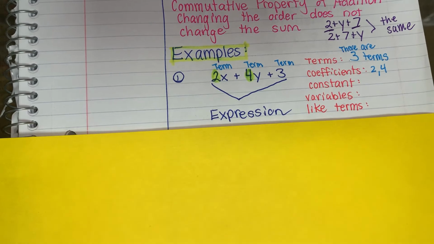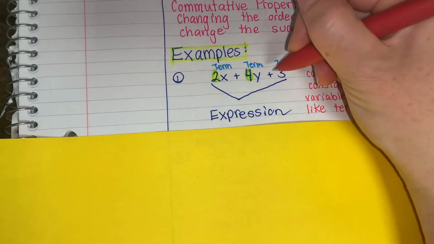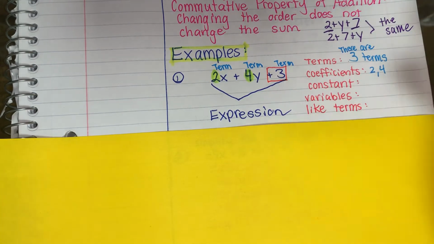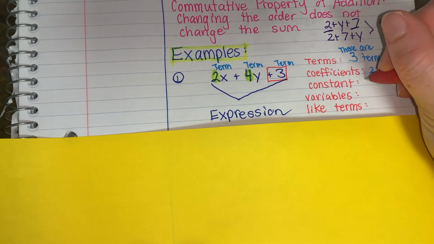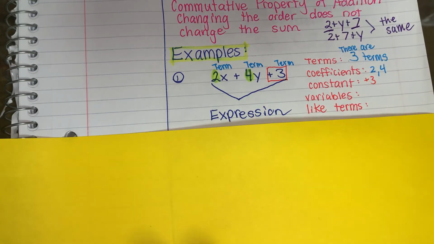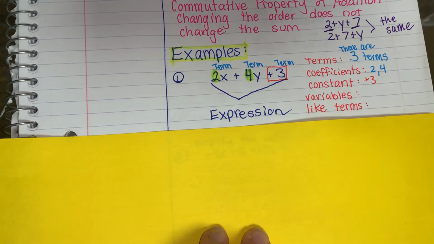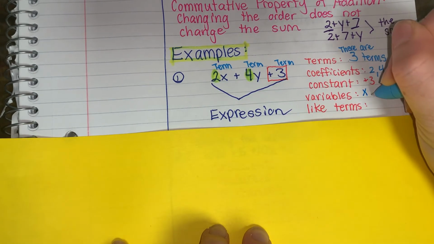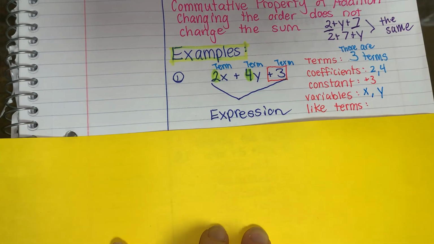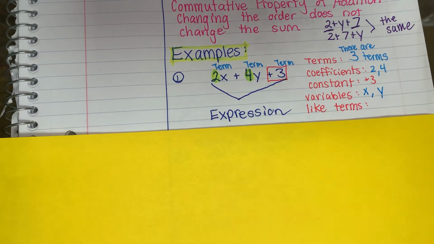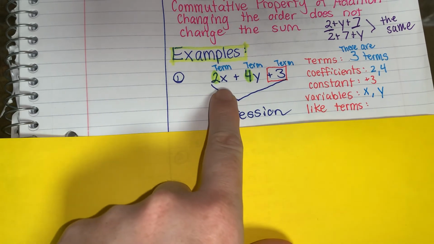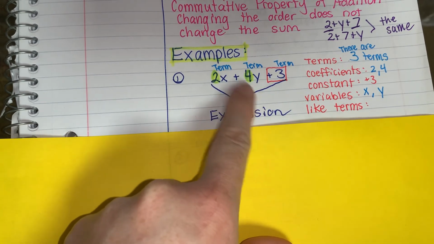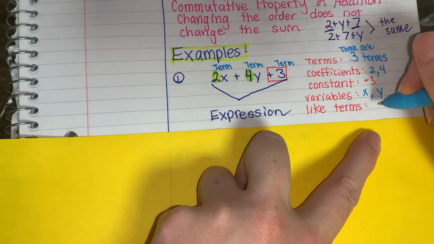And the constant, the guy left by himself. In this case, make sure you include that sign with it. In this case, the constant is positive 3. And the variables, those are the letters. The variables are x and y. And was there anything that we can add? We can't add any x's and y's, and we can't add a 3 to anything because these have variables. So were there any like terms? None.